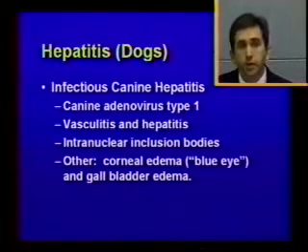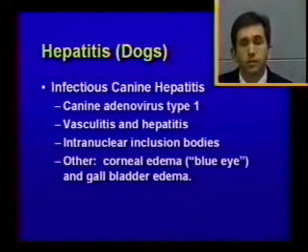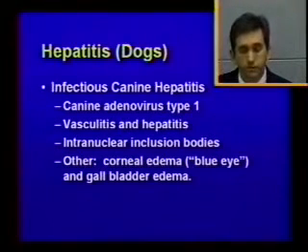When we look at this under the microscope, we see that the hepatocytes that are dying due to this virus have intranuclear inclusion bodies, and this is pathognomonic and highly characteristic of this condition, the presence of intranuclear inclusion bodies along with hepatic necrosis, usually in a young dog that's been unvaccinated.